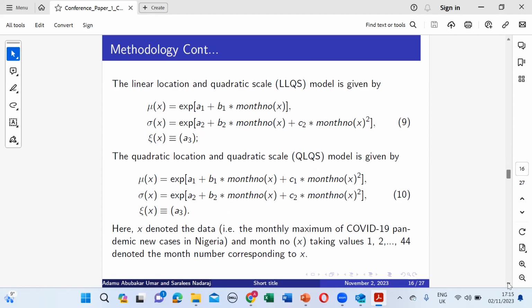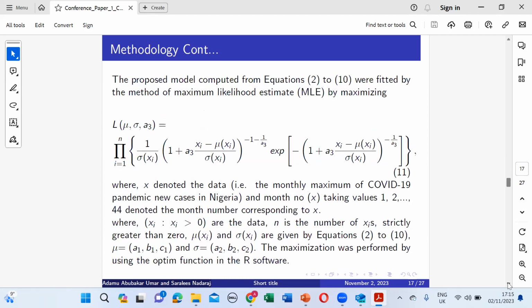And after fitting all these models, we now find out among the 9 models which one can best fit the new cases data in Nigeria. So this is the idea. After that, the 8 models, from equation 2 to equation 10, were fitted using the maximum likelihood method, as you can see here in equation 11, where we take the likelihood function and have all the parameter estimates.